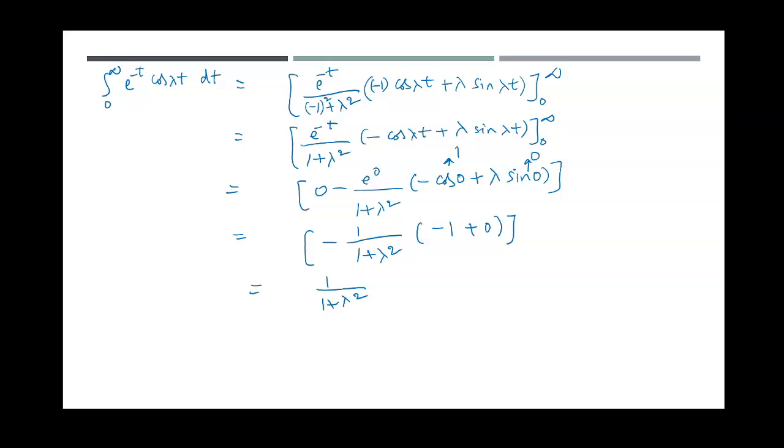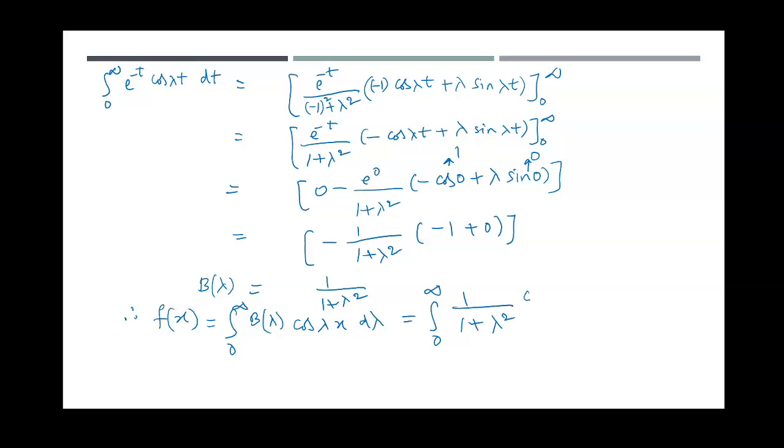Now we have to evaluate the integral, right? So here, what is this? This is b lambda, because here we got b lambda. So we have to find f(x). f(x) equal to integral 0 to infinity b lambda cos lambda x d lambda, which is equal to integral 0 to infinity 1 by 1 plus lambda square into cos lambda x d lambda.